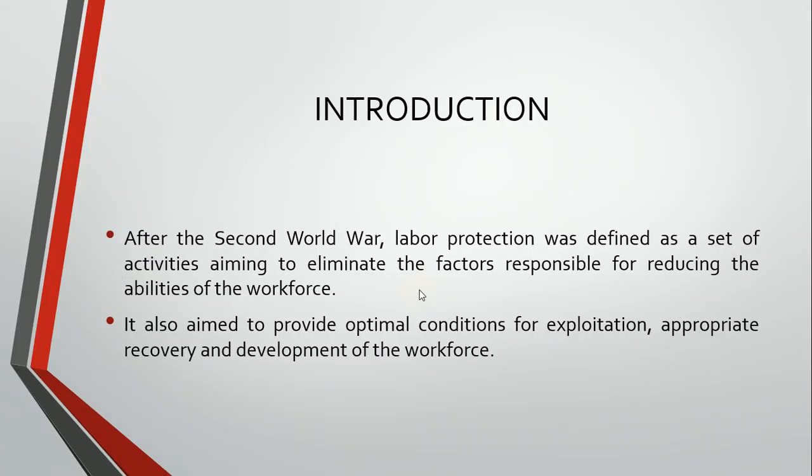After the Second World War, labor protection was defined as a set of activities aiming to eliminate the factors responsible for reducing the abilities of the workforce. So after the Second World War, labor protection was just concerned about the abilities of the workforce. It did not concern the life and health of the workers. For example, if you are in a manufacturing industry and the workers are using their skills by using their hands, and the hand is amputated because of a machine, of course, you will have a disability.